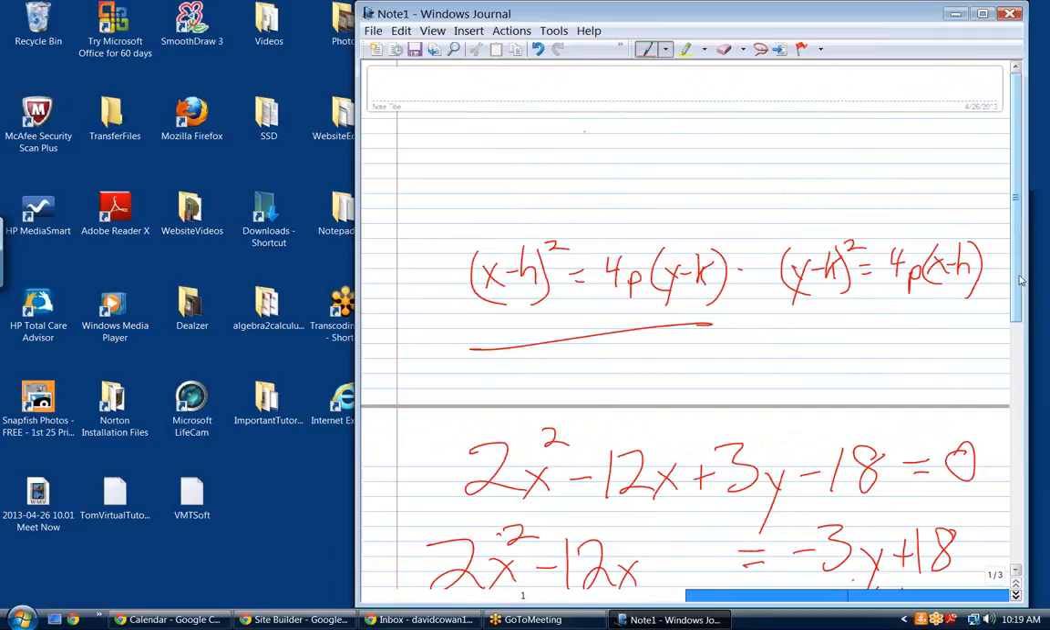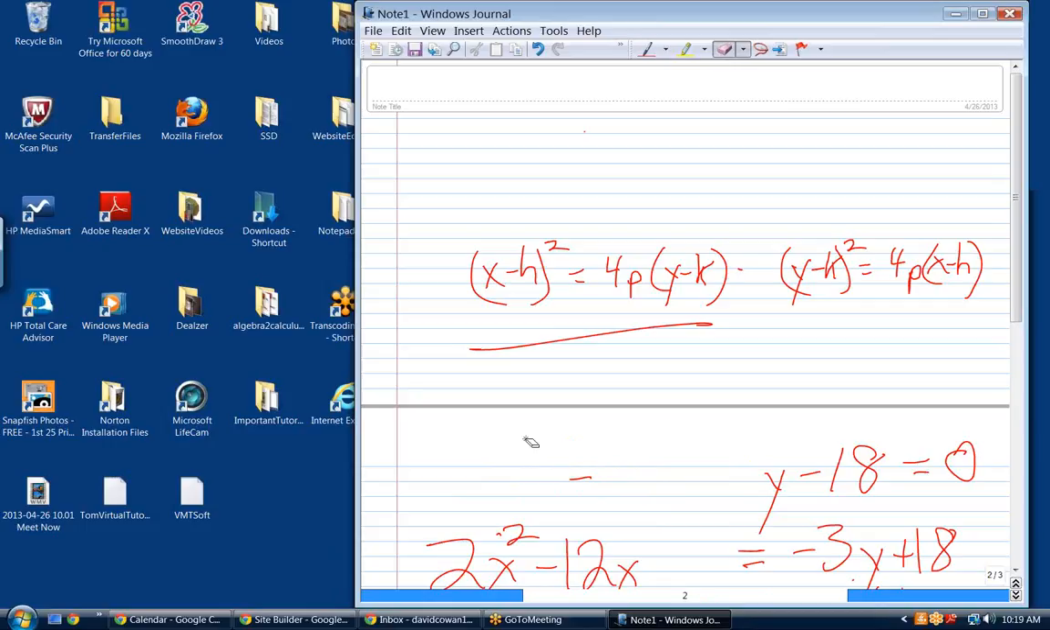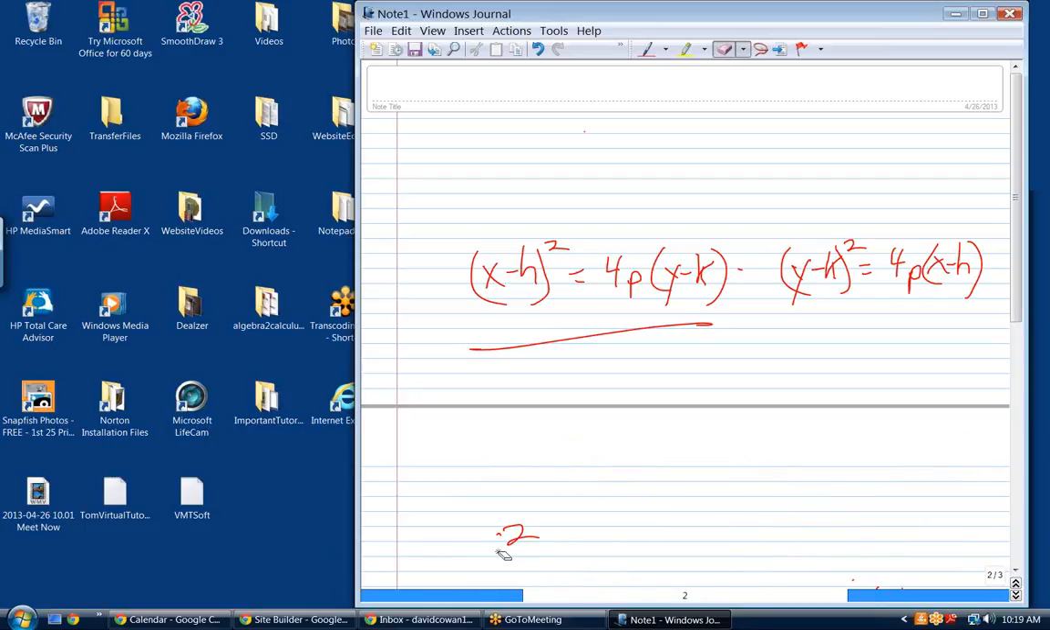Are we doing all parabolas today, or do we have other stuff too? Yeah. Or are they just giving you equations and having you graph? We have some other stuff. Okay. We've done one of each parabola.